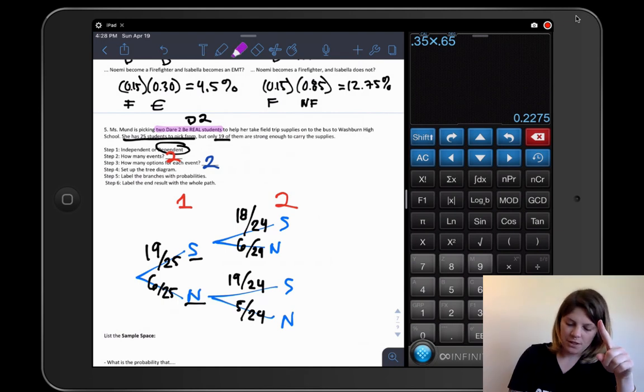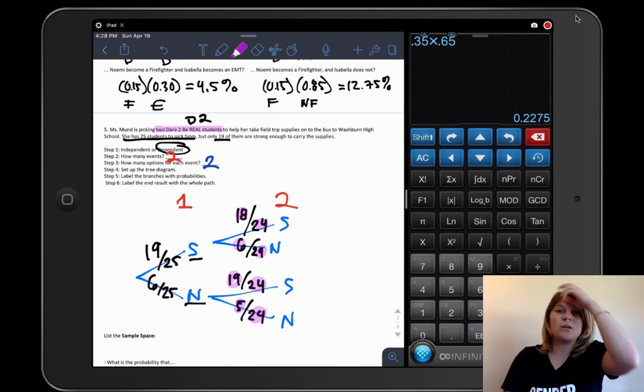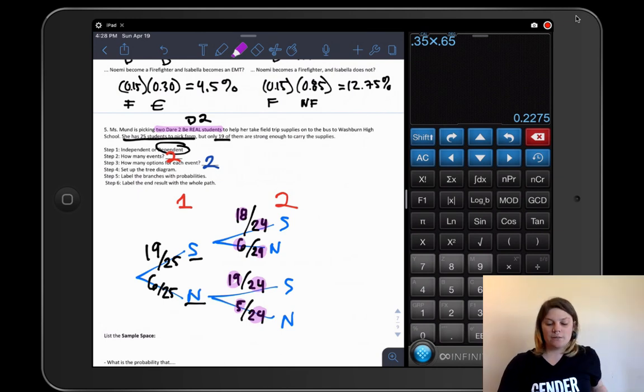Pro tip, these two numbers need to add up to the denominator, right? You have to add up to 100%. So 18 and 6 makes 24, and 19 and 5 makes 24. That's a good way to double check that you have everything correct.